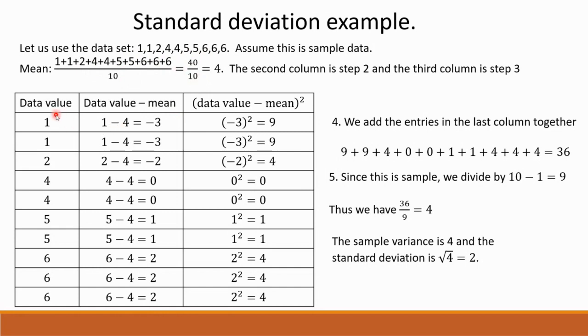Okay, so here what I did was I listed the data values. I used the table to keep everything organized. I subtracted the mean from each data value. So we have 1 minus 4, which is negative 3. There's two 1s in here, so we do that as well. 2 minus 4 is negative 2. 4 minus 4 is 0. 4 minus 4 is 0, and so on.